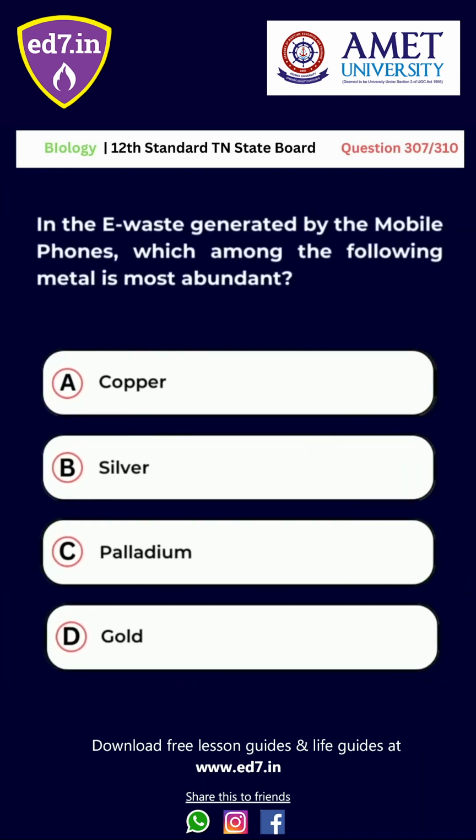Question number 307. In the e-waste generated by mobile phones, which among the following metal is most abundant? A, copper. B, silver. C, palladium. D, gold. The right answer for this question is option A, copper.